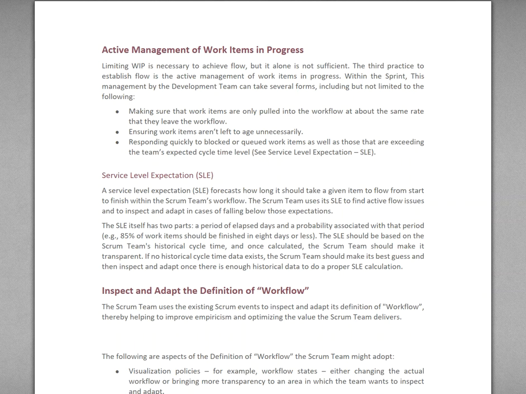A service level expectation forecasts how long it should take a given item to flow from start to finish within the Scrum team's workflow. The Scrum team uses its SLE to find active flow issues and to inspect and adapt in case of falling below those expectations. The SLE itself has two parts: a period of elapsed days and the probability associated with that period. The SLE should be based on a Scrum team's historical cycle time, and once calculated, the Scrum team should make it transparent.